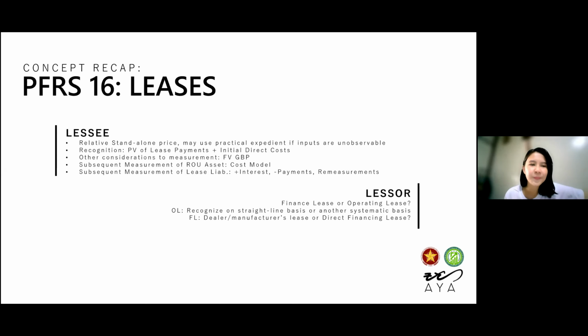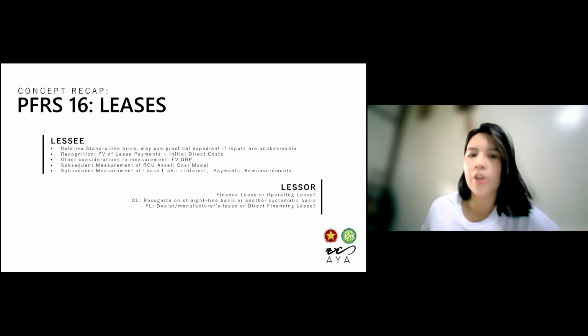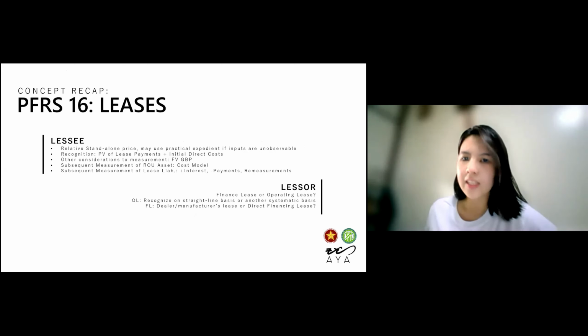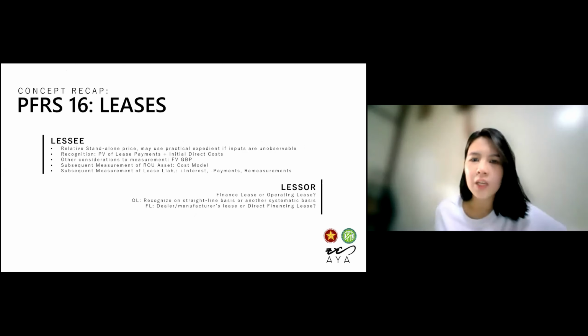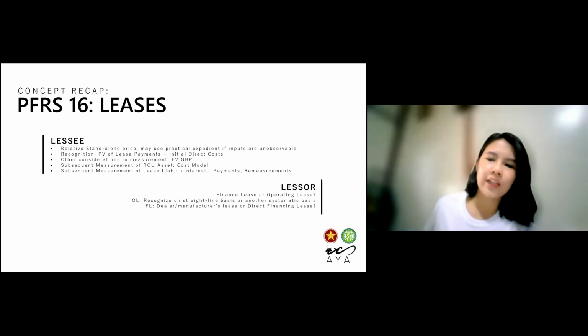Okay. So next up, subsequent measurement of right of use asset. So we will use cost model, meaning we will recognize depreciation how we usually recognize depreciation, debit depreciation expense, credit accumulated depreciation. Diba? For subsequent measurement of lease liability, of course, we add any interest, we deduct any lease payments dun sa outstanding balance natin, and then any remeasurement. So, mamaya may mnemonics ulit tayo dyan for remeasurements, para hindi niya makalimutan kung alin-alin yung mga kailangang remeasure ni lessee.